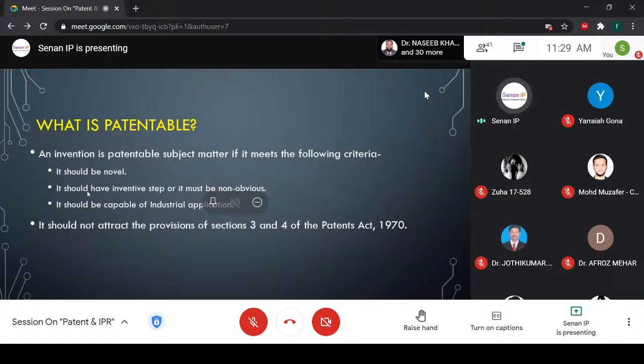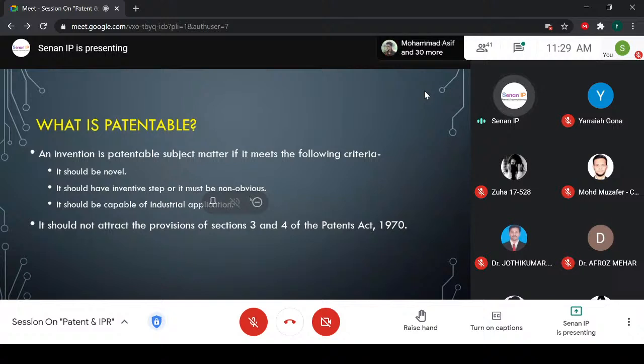The second criterion is inventive step, or non-obviousness. Before filing a patent application, we should understand this and check whether all these criteria are fulfilled or not. First is novelty, the second is non-obviousness. What is the meaning of non-obviousness?